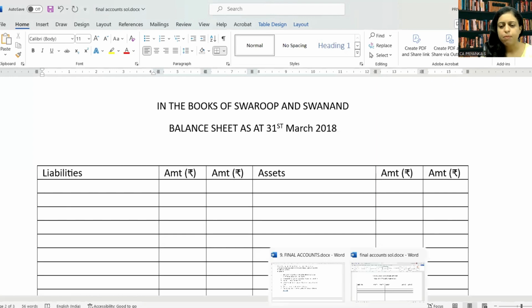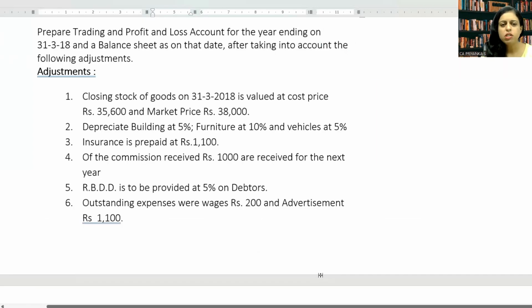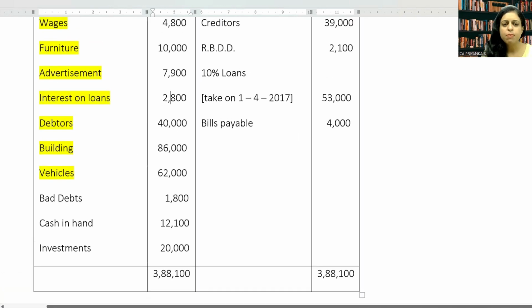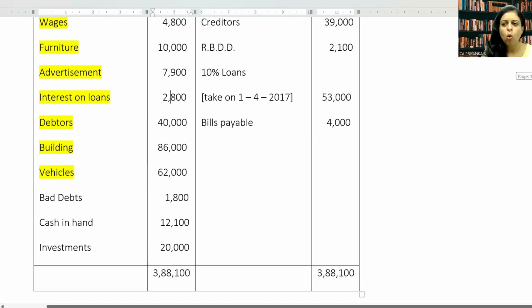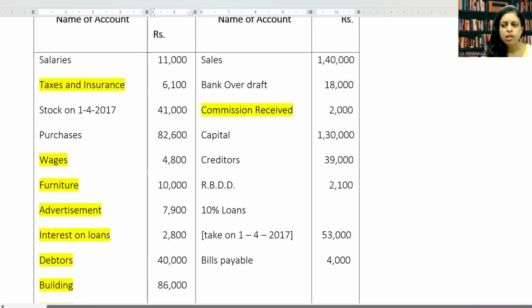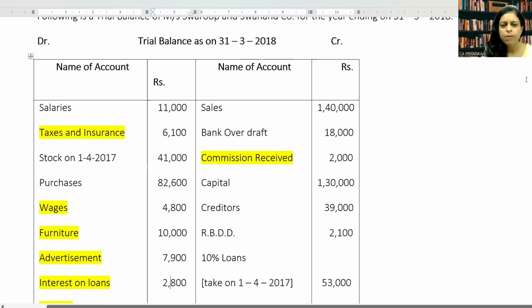Now, next step. So first step was what? Trial balance. Check the adjustment, mark the adjustments in the trial balance. I've highlighted it. Now, after that, I prepare the format of the trading profit and loss and balance sheet. And after that, our next step is I am going to take only the trial balance accounts that are given and put them in either the trading account, profit and loss account, or the balance sheet. So you are going to do it with me.